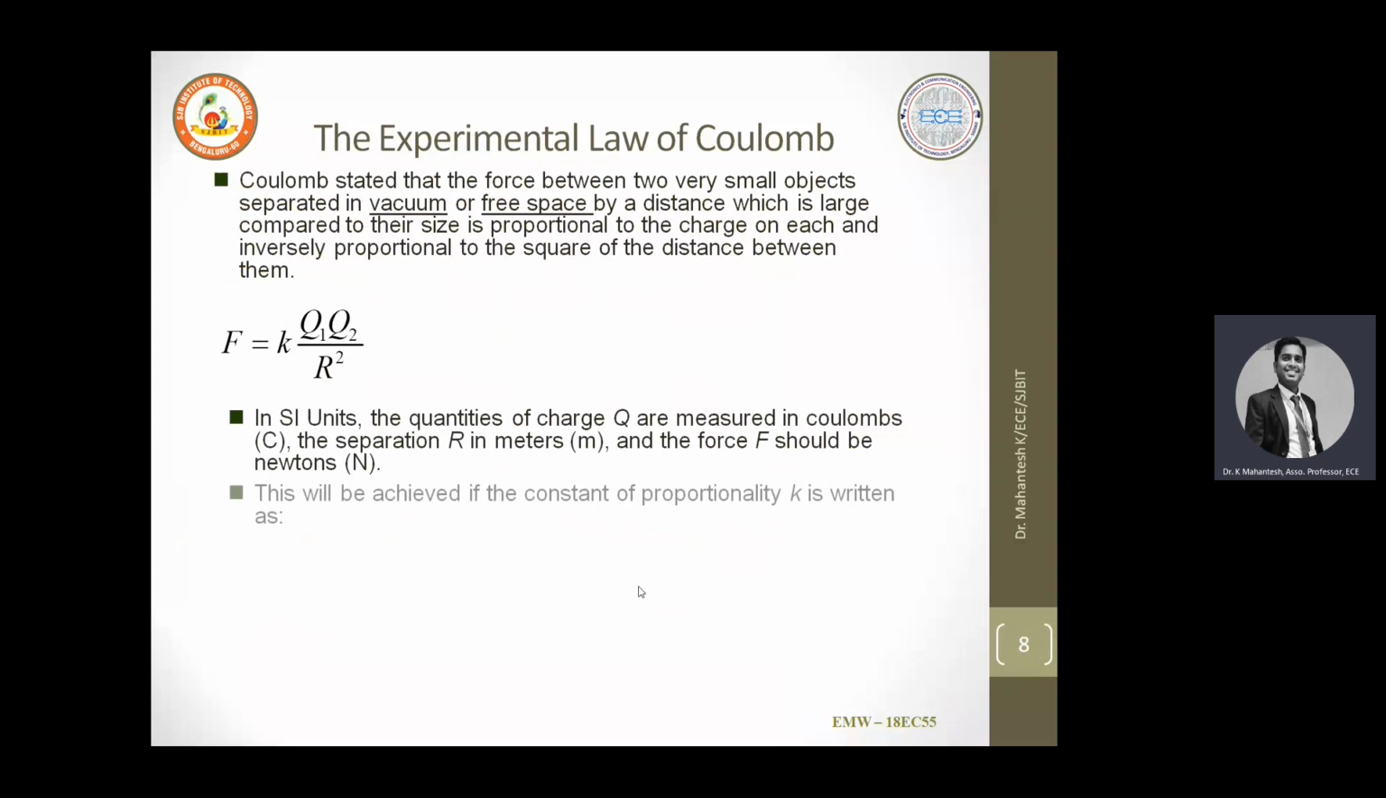So what is K? K is equal to 1 over 4 pi epsilon naught. The factor 4 pi will appear in the denominator of Coulomb's law, but will not appear in the more useful equations, including Maxwell's equations in future.